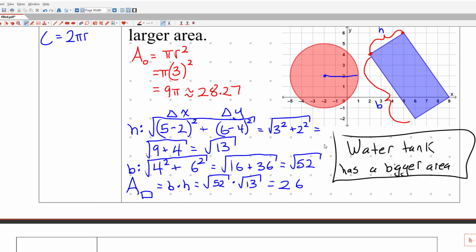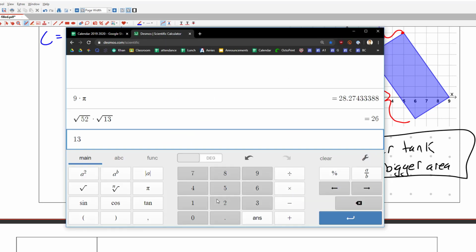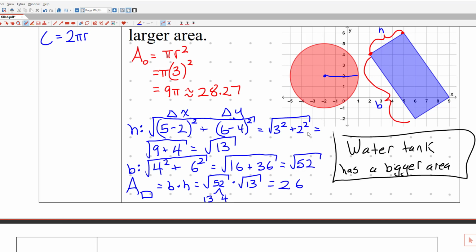I'm curious, though, just as the mathematician, why did we get such a nice number? Why do we get 26? Oh, okay, so I think I see it. You could totally stop watching at this point. I'm just curious. So 52, I think, factors as 13 times 4. But let me just check that. 13 times 4, it is 52, which means this is really 13 times 4 times 13.